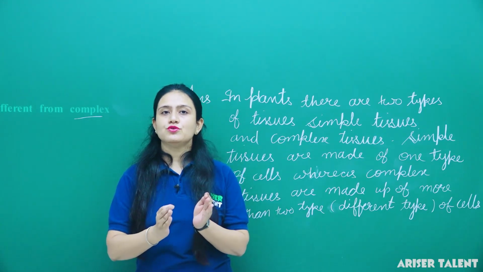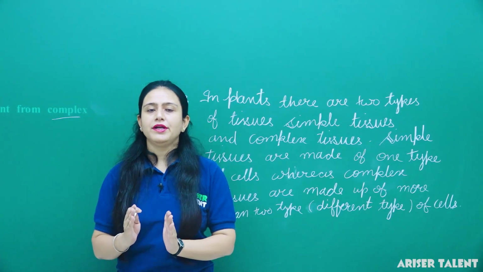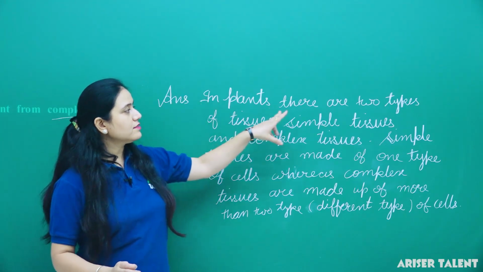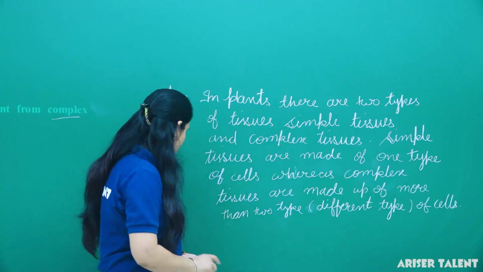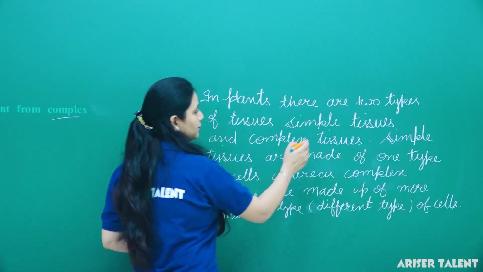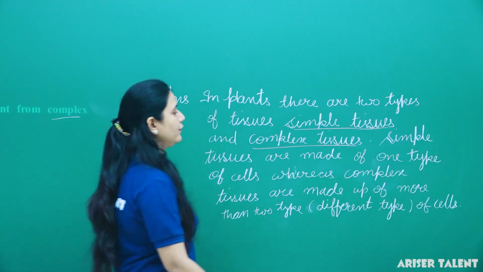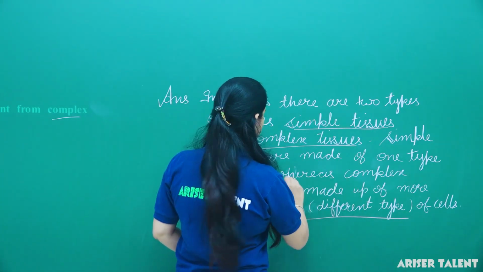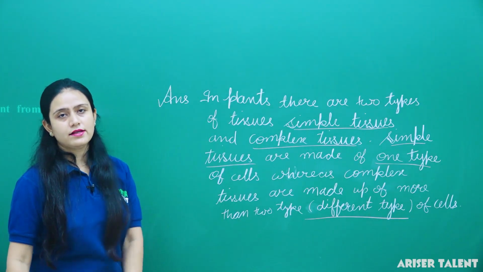Simple tissues are made up of one type of cell, even complex tissues are made up of different type of cells. Okay, so what is the answer? In plants there are two types of tissues, simple tissues and complex tissues. Simple tissues are made up of one type of cell and complex tissues are made up of different types of cell. Clear? Okay, so this is the answer.